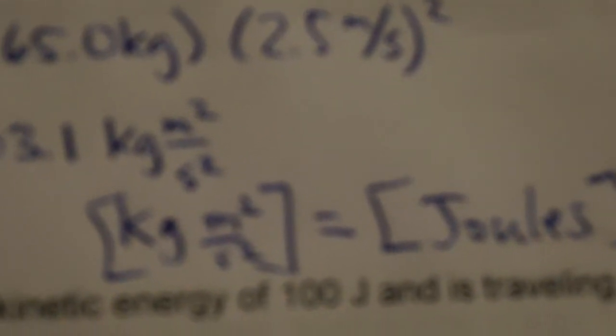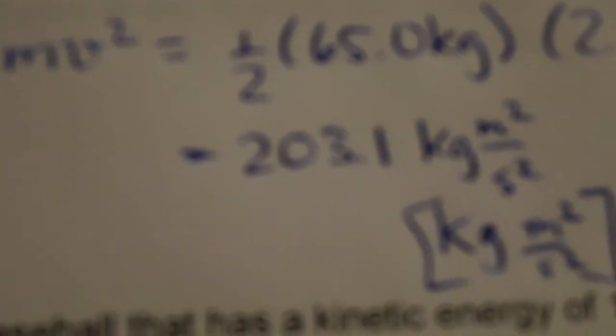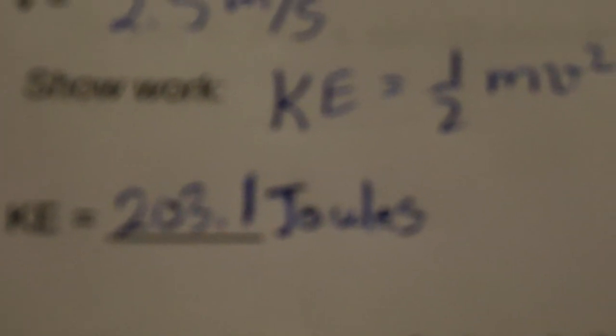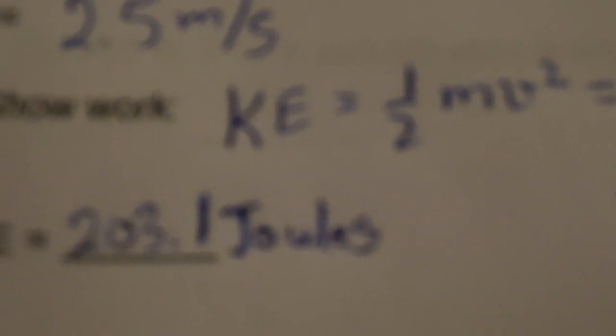Now, kilogram meter squared per second squared is kind of an odd thing. We end up calling that something else. So we're just going to say kilogram meter squared per second squared is equal to joules. So our final answer is 203.1 joules. So we're going to write that on the line here, 203.1, and then joules. Any questions?